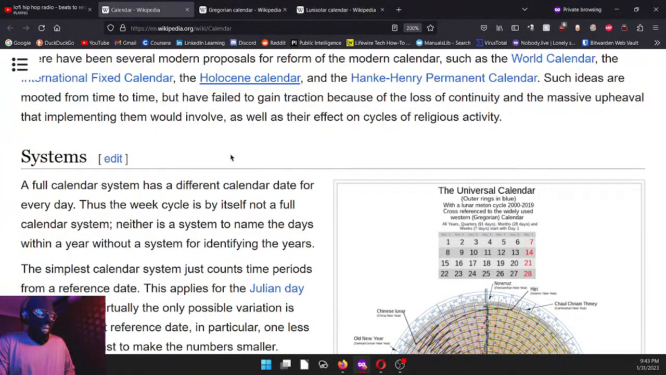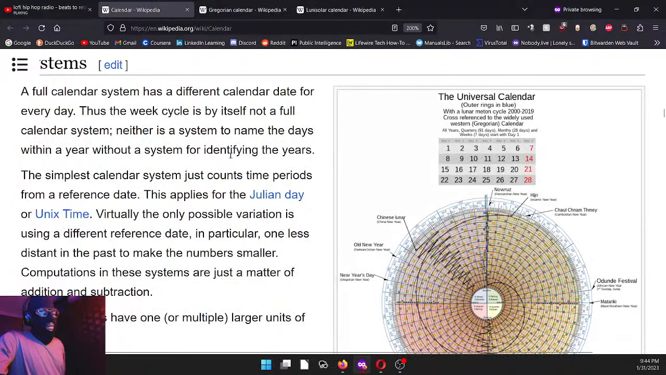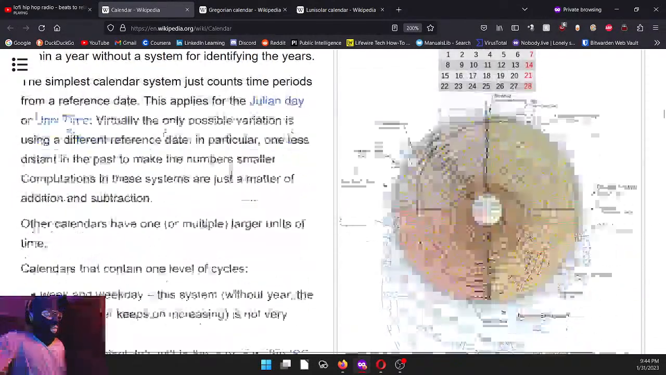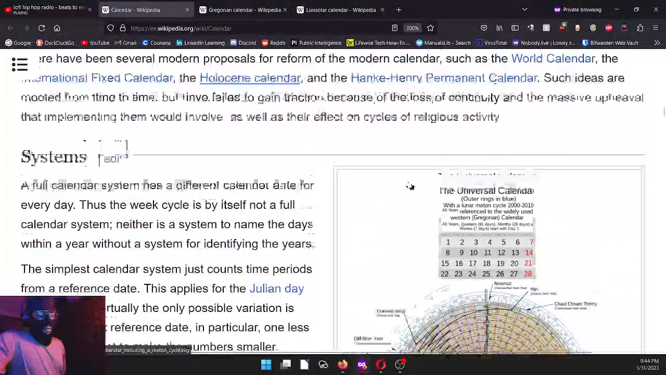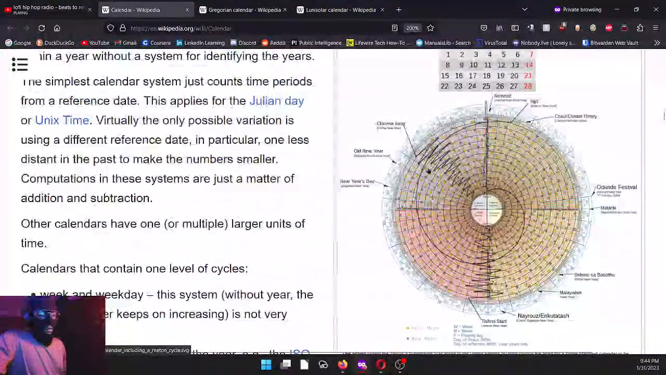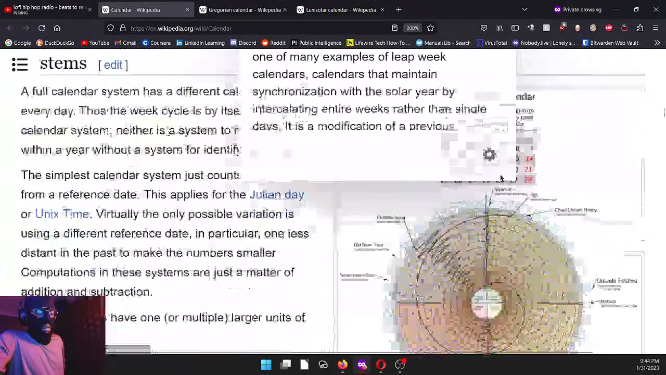A full calendar system has a different calendar date for every day. Thus, the week cycle is by itself not a full calendar system. Neither is a system to name the days within a year. It's a system for identifying the years. Alright, so going through this, going over here, the universal calendar, just following this massive thing. It's more like a circle. New Year's, Old New Year, Chinese New Year. It just encompasses all of it together.